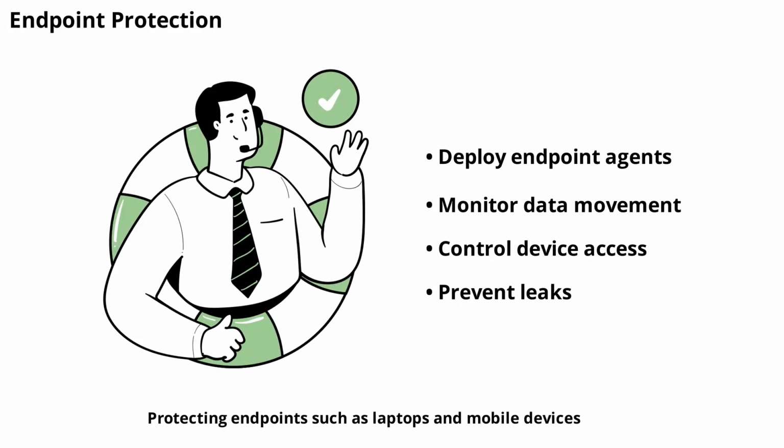Protecting endpoints, such as laptops and mobile devices, is vital for DLP. This phase, taking 2 to 3 weeks, involves deploying endpoint agents and configuring policies to monitor and control data movement. Endpoint protection helps prevent data leaks from user devices.